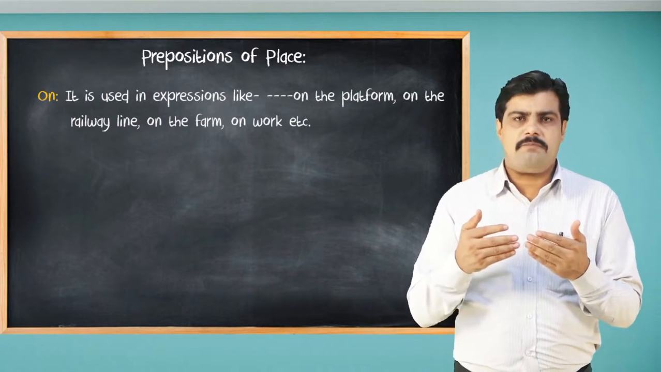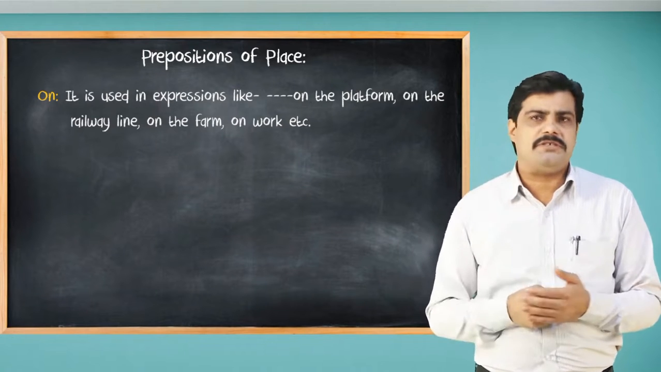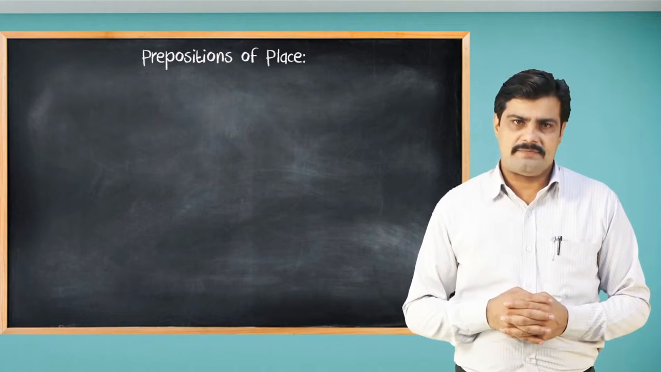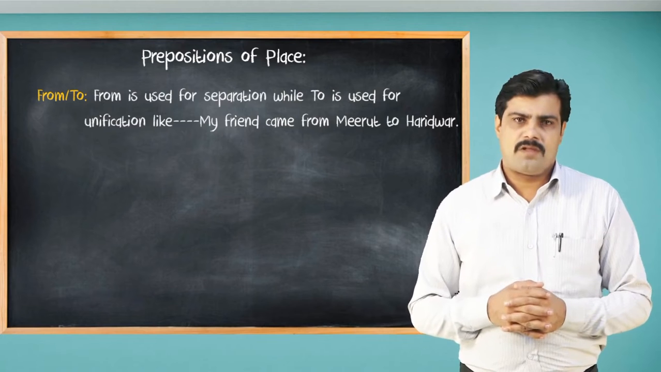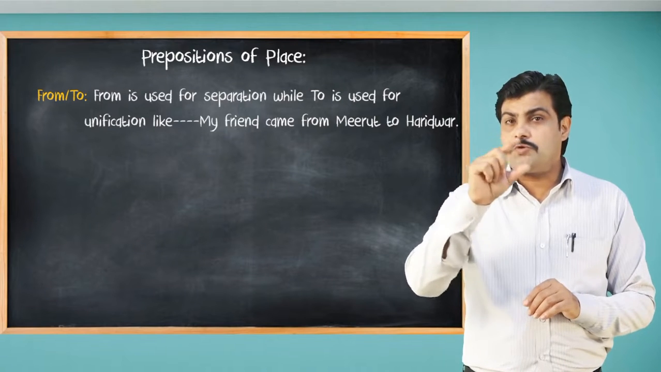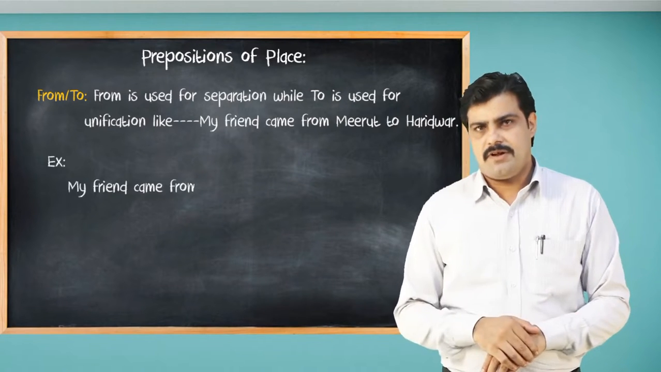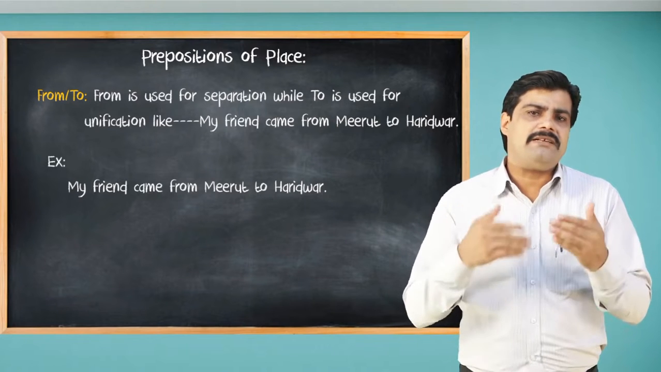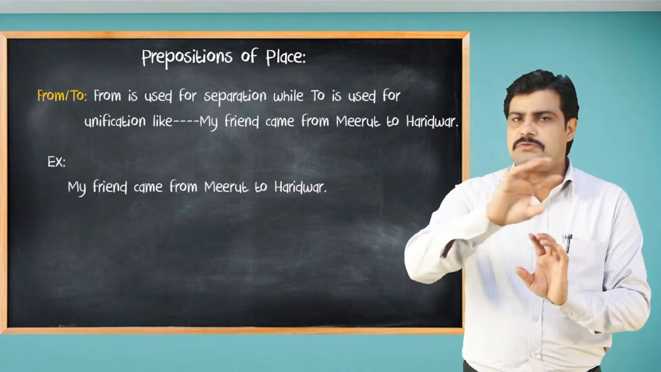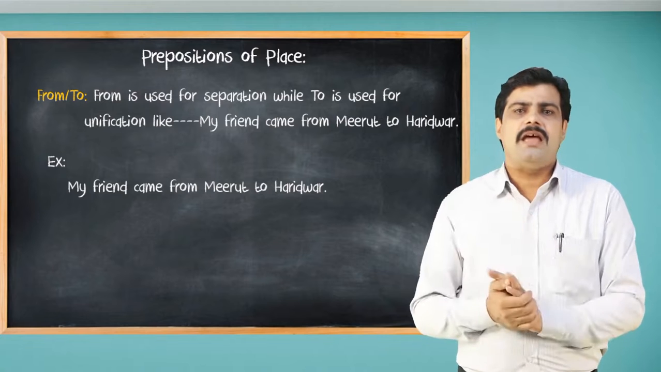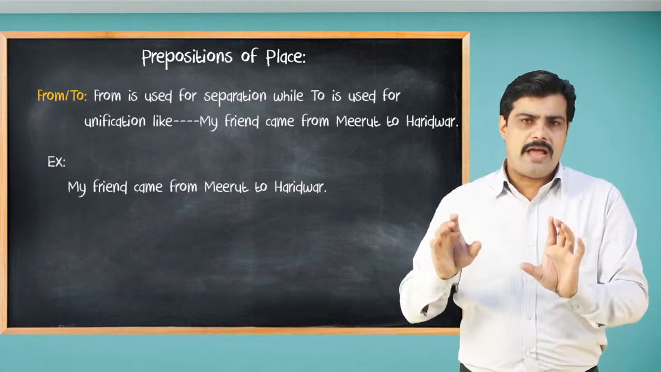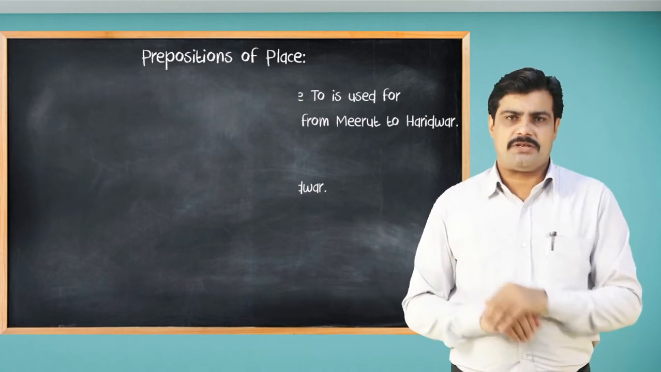Now here are some prepositions, especially two prepositions that are very important, which are used for travel and movement. The first one is from. From is used for separation, while the other preposition to is used for unification. For example, the sentence you see, my friend came from Meerut to Haridwar. Now the preposition from is used to separate my friend from Meerut and to connect him to Haridwar. So from is used for separation and to is used for unification.